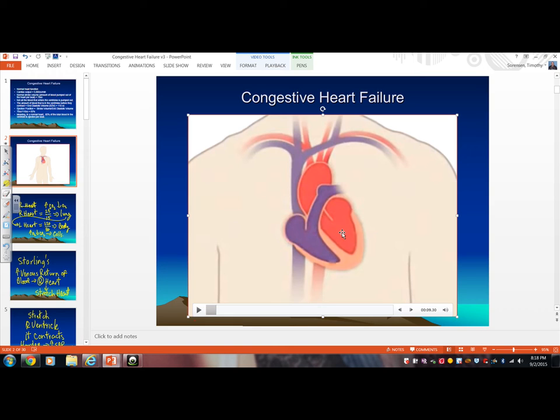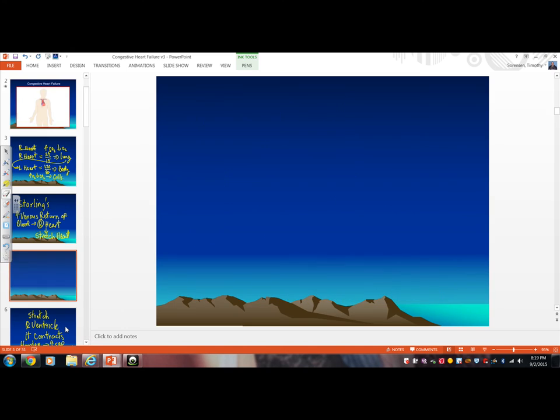What determines the amount of blood pumped by the left heart? The answer is the amount of blood pumped by the right heart. What determines the amount of blood pumped by the right heart is the amount of venous blood that is returned to it. Get that? So watch.